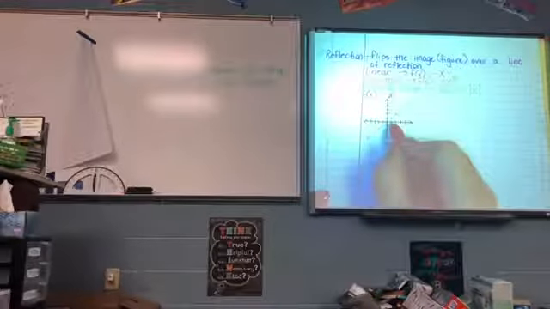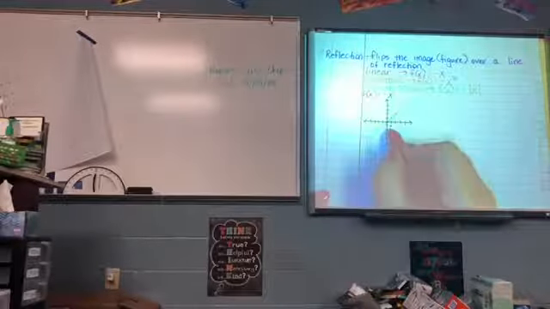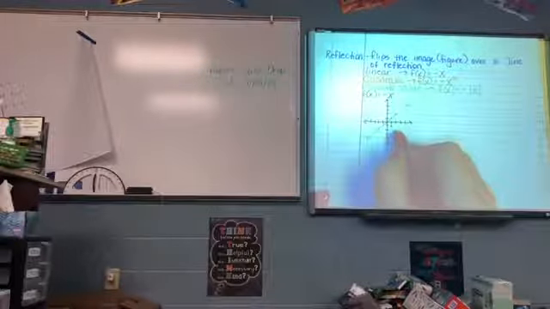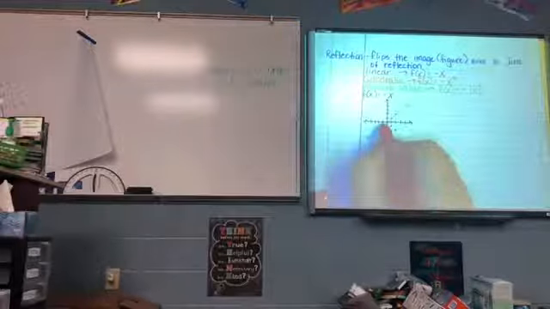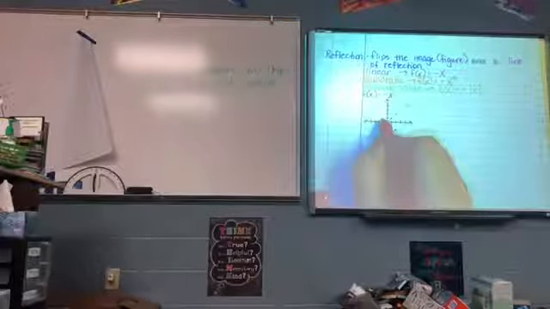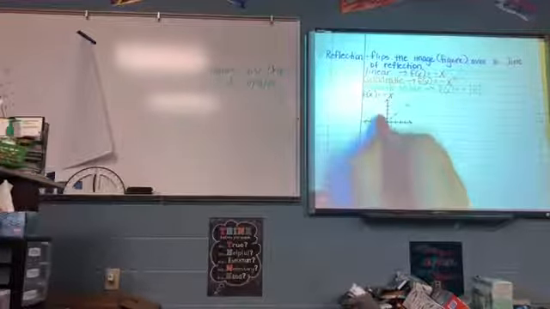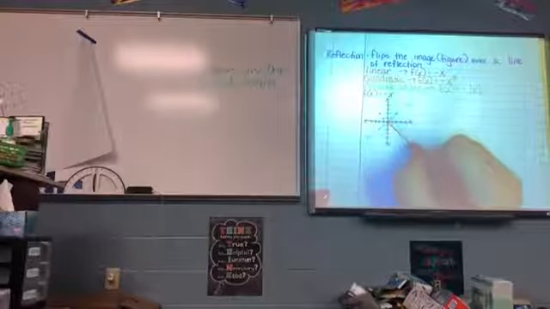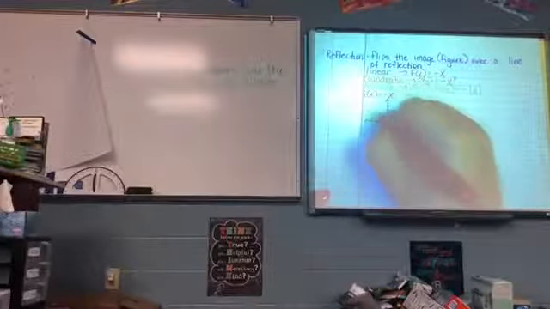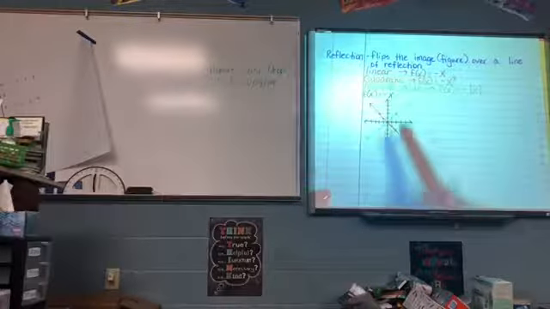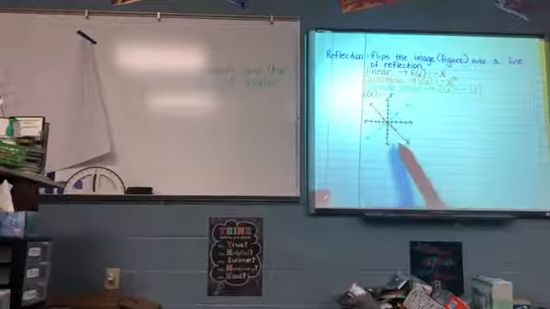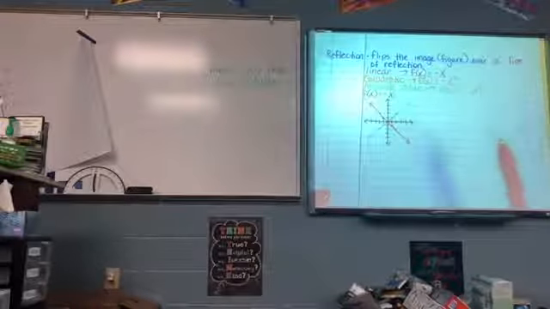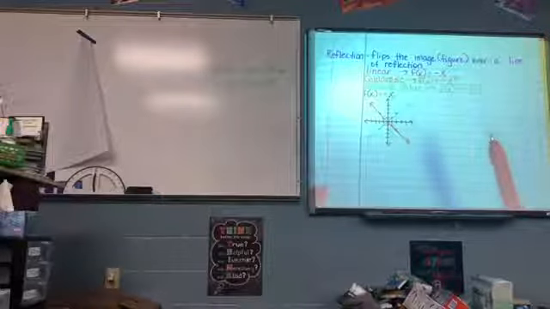So if x is +1, the opposite would be -1. The opposite of 2 would be -2. The opposite of -1 would be +1. The opposite of -2 would be +2. So now I have this new line here. As you can see, this top part reflected down here, the bottom part reflected up here. Questions?